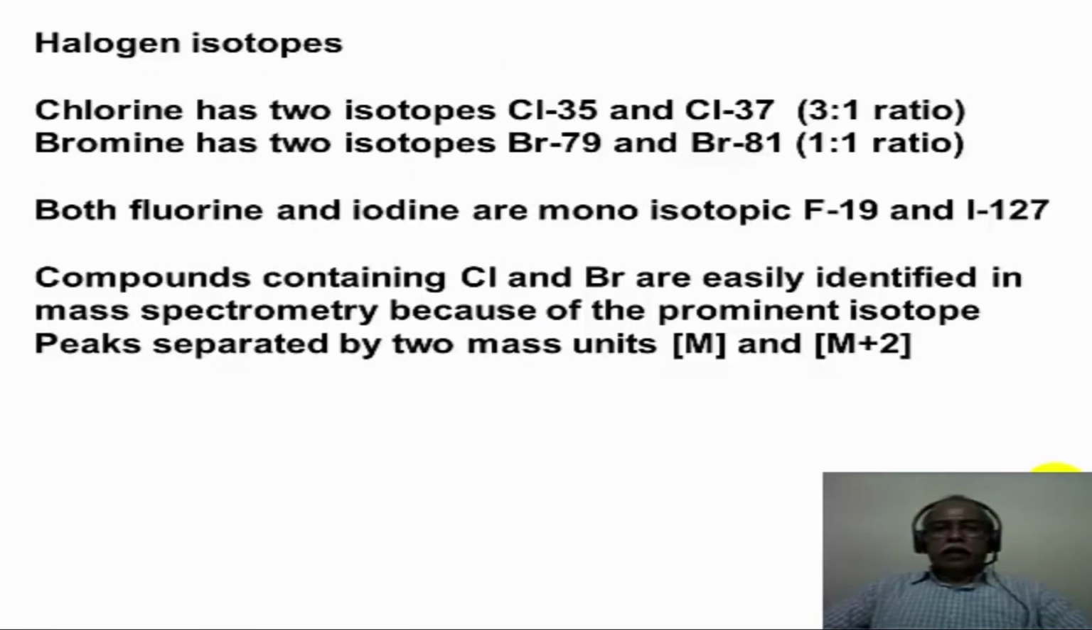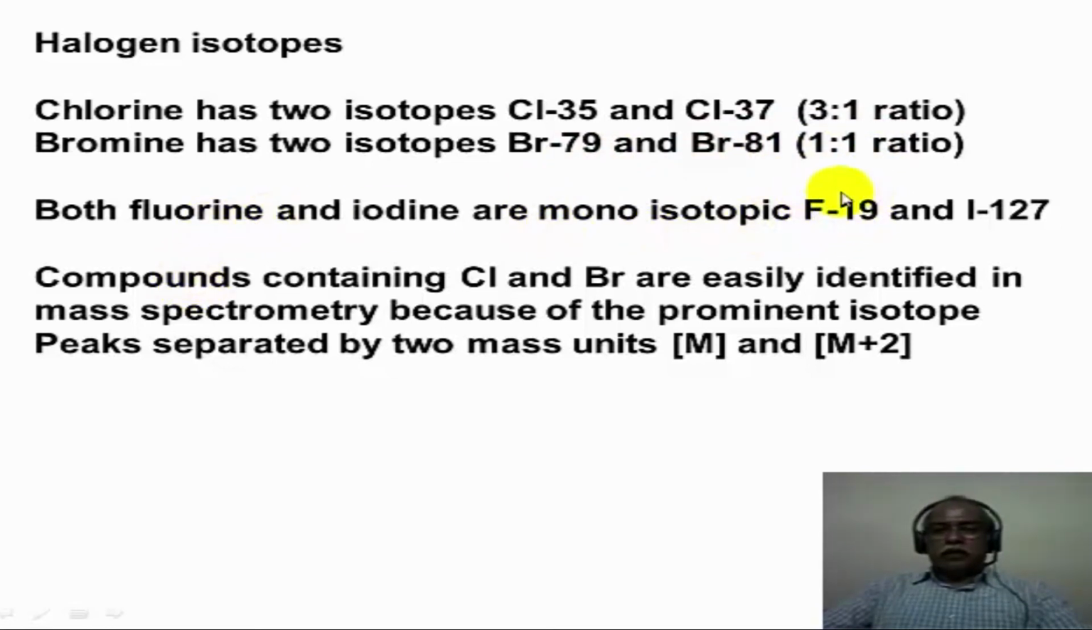Now let us come to the halogen isotopes. Chlorine and bromine are extremely important, and they are easily detected in a mass spectrum because they have two isotopes with a mass difference of 2 units, for example, chlorine-35 and chlorine-37. In the intensity ratio, the natural abundance is about 3:1, that is, 3 times more Cl-35 compared to Cl-37. Bromine has isotopes of 79 and 81 in equal abundance, 50% of 79 and 50% of 81 available in the Earth's crust. Whereas fluorine and iodine are monoisotopic.